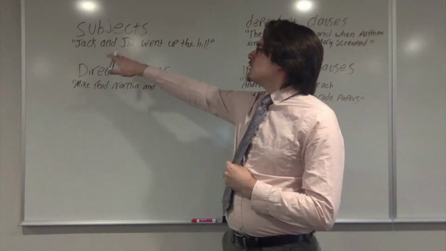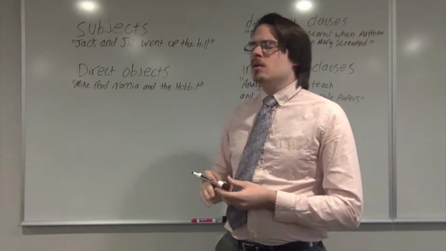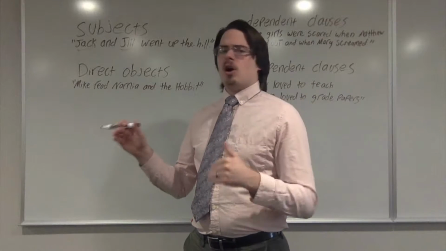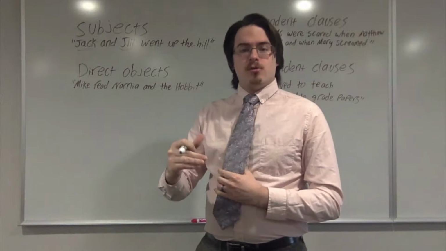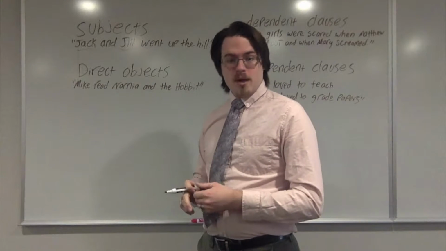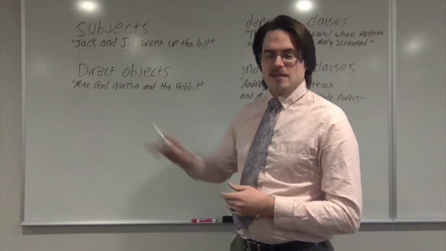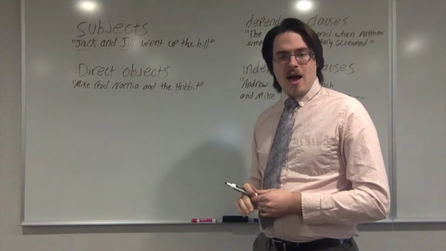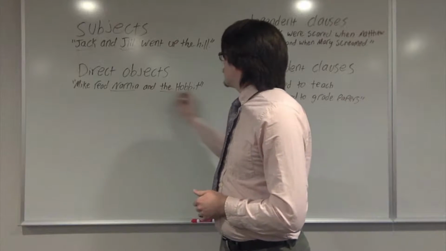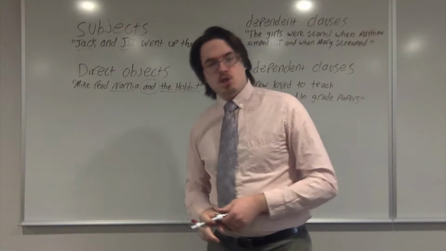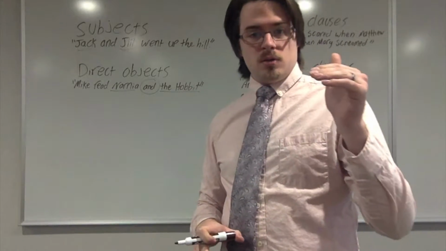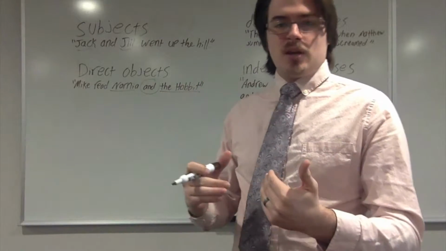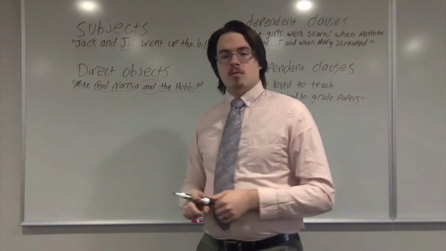In this sentence, Jack and Jill went up the hill. The subjects, Jack and Jill, are connected together to say they're both doing the same thing. They both went up the hill. In the second example, Mike read Narnia and The Hobbit. The conjunction and is connecting 2 books, Narnia and The Hobbit, as both functioning as the direct object of the verb read.